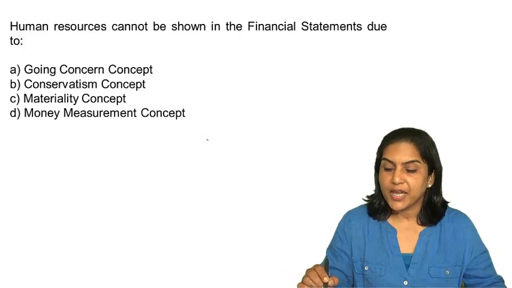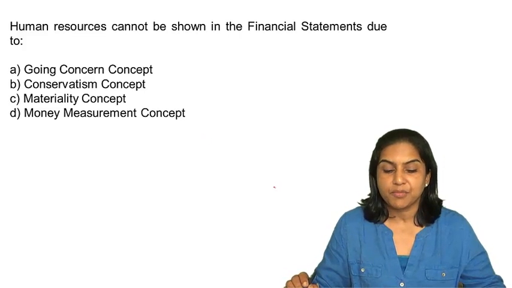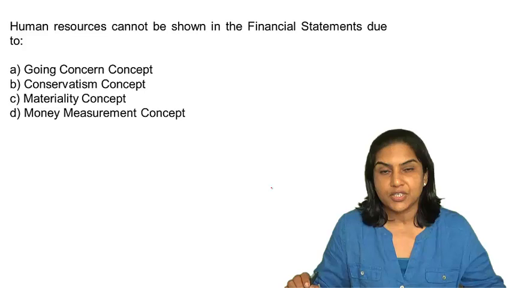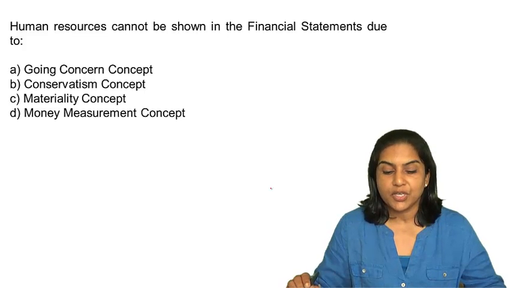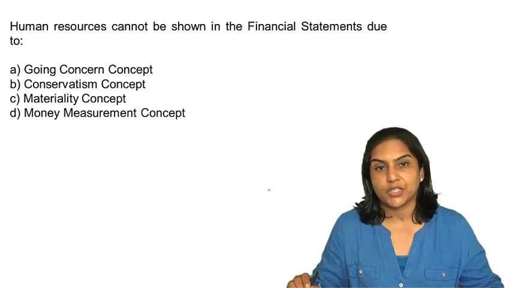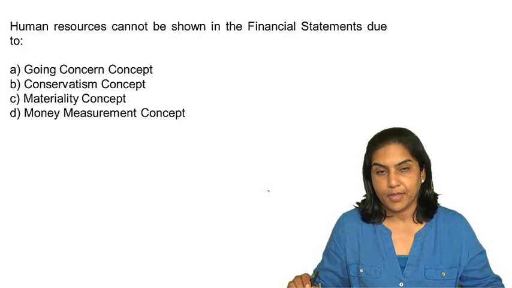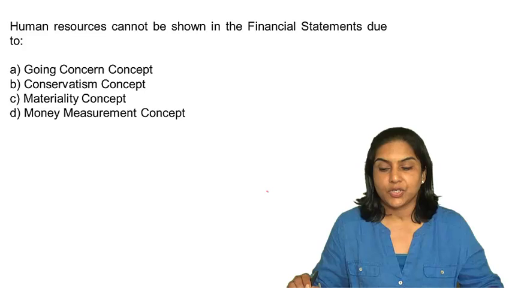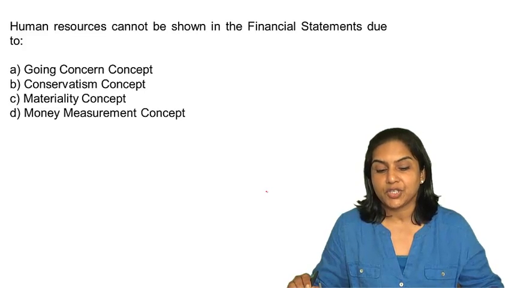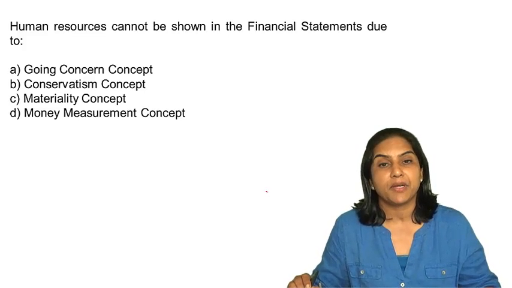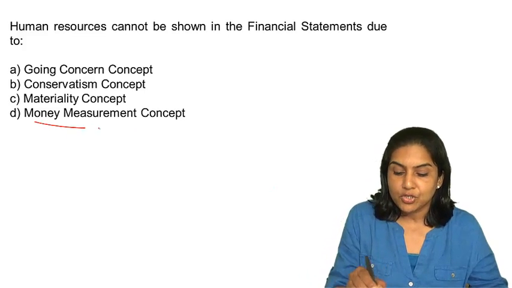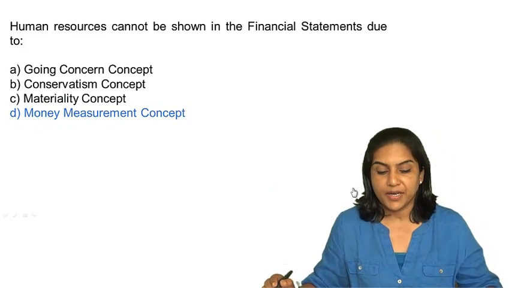Human resources cannot be shown in the financial statements due to A. Going concern concept, B. Conservatism concept, C. Materiality concept, and D. Money measurement concept. Human resources cannot be shown in the financial statements because they cannot be measured in monetary terms. So, D should be the correct answer.